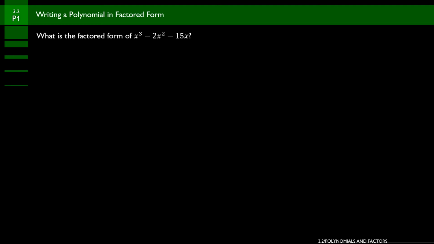As you've been previously told, the first thing you should do is look for a GCF. So when we look at each of those terms, we can see that we've got 3 x's in the first term, 2 x's in the second term, and 1 x in the third term, which means we can take 1 x out of that entire polynomial expression. This is going to leave us with x times x squared minus 2x minus 15.